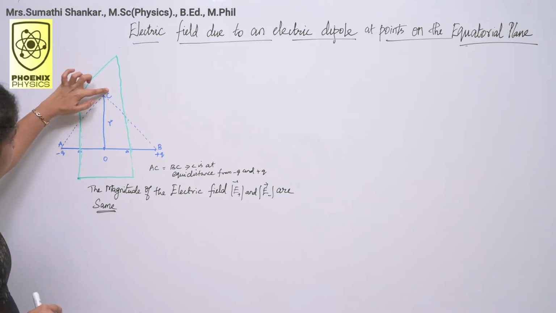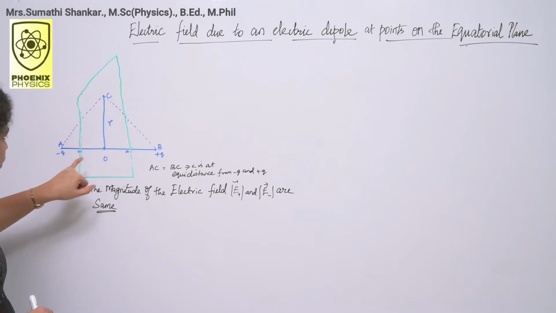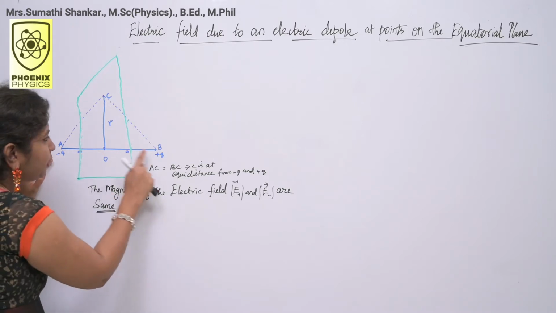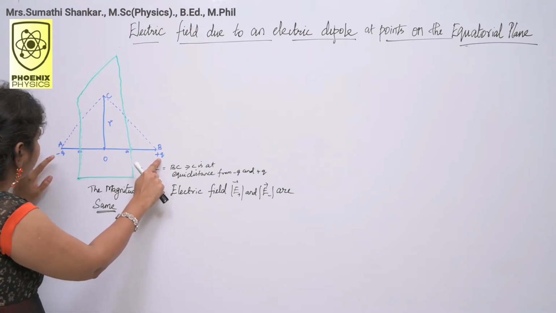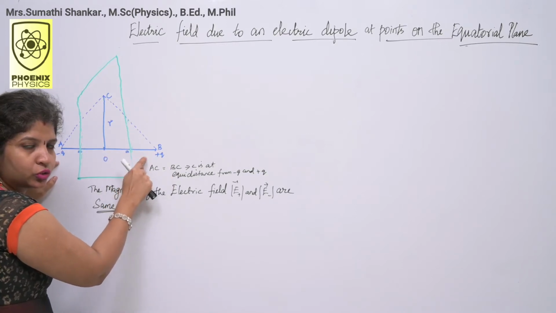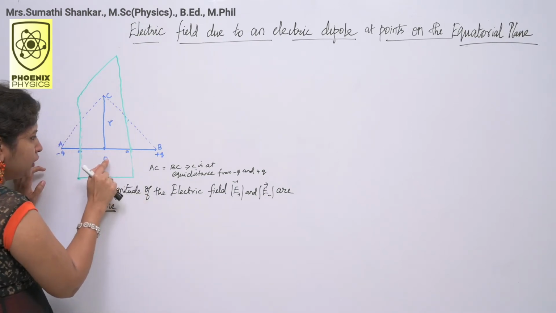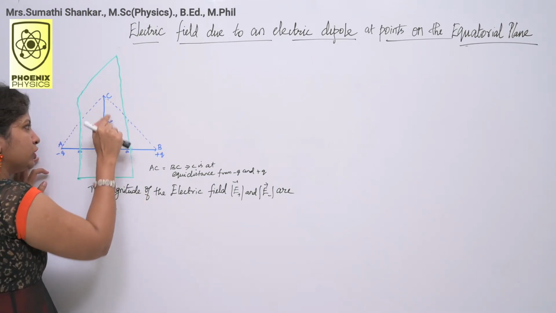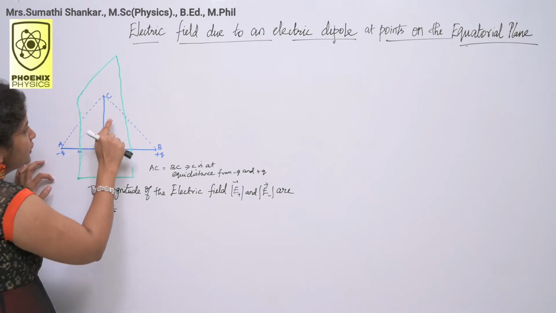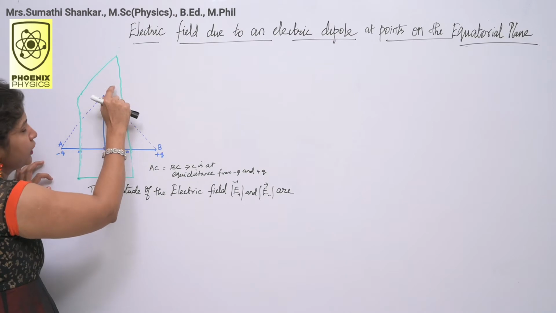Here the point C is located at a distance r from the midpoint of the dipole. So O is nothing but the midpoint of the dipole. You know that plus Q and minus Q separated by a distance constitute an electric dipole. The center of the dipole is O. The distance between O to C is r. This point is on the equatorial plane.